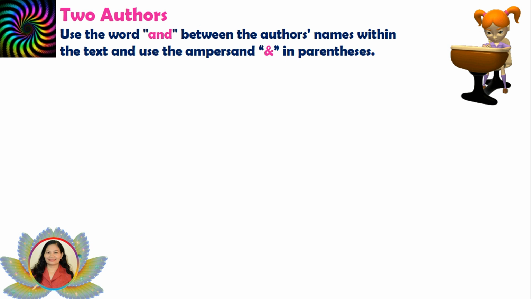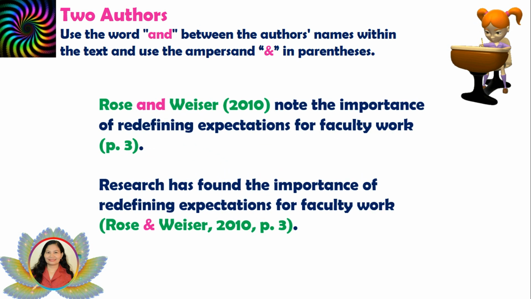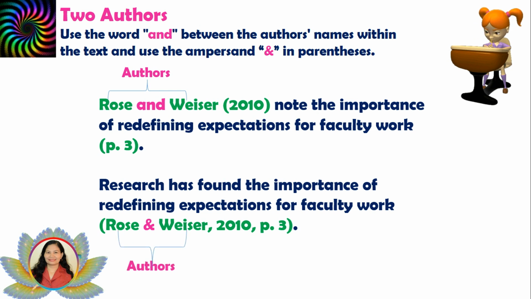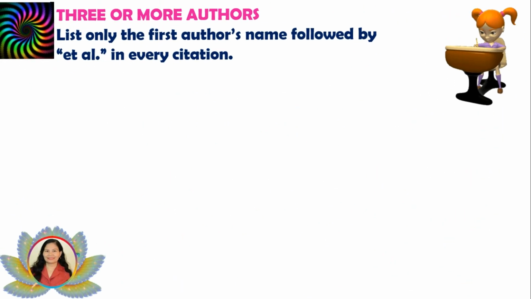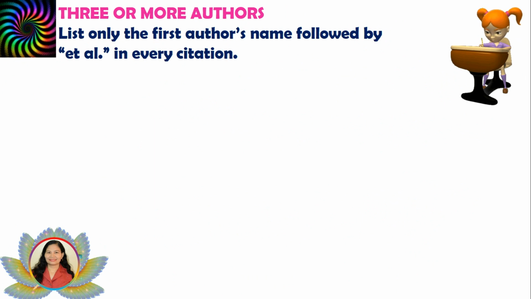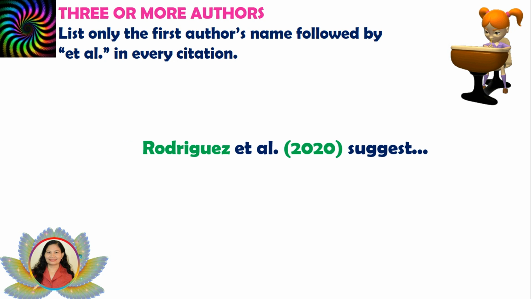A work by two authors. Use the word "and" between the authors' names within the text and use the ampersand in parentheses. A work by three or more authors. List only the first author's name followed by et al.